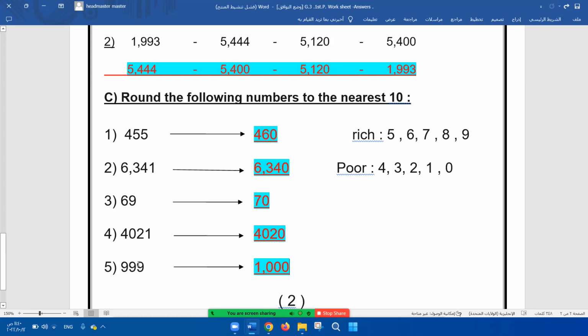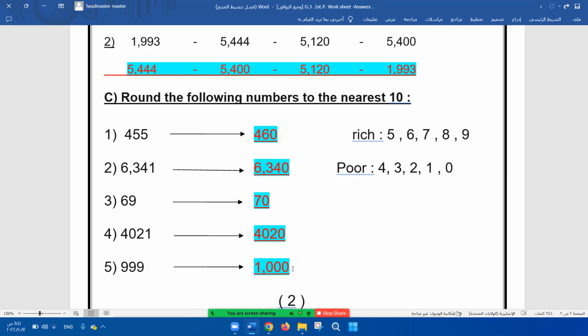We cancel the first 9, which is in the ones place, and put 0. And this 9 is a rich digit, you know. So it rounds up the 9 beside it. When you round this 9, it becomes 10. And we can't write 10 here. We put 0 and carry the 1 over the 9. The last 9, which is in the hundreds place, becomes 10. Yes. So we have 1,000. So when you round 999 to the nearest 10, it becomes 1,000.